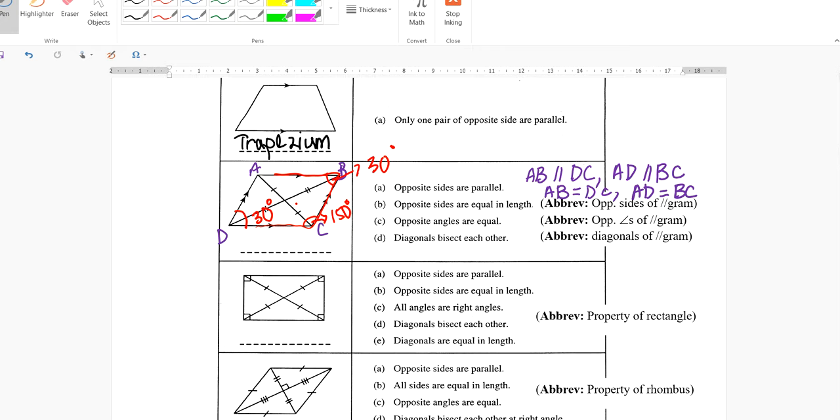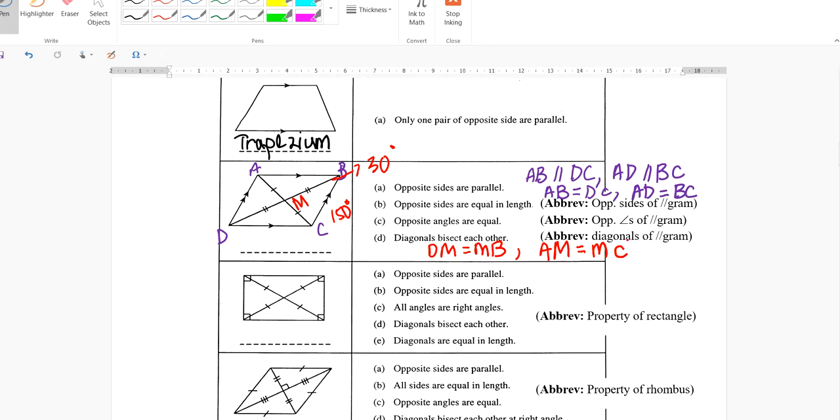Opposite angles are equal and diagonals bisect each other. What do you mean by that? Brandon, I just praised you yesterday, so make sure you pay attention. Diagonals bisect each other means that if this is my M, my DM is equal to MB, and your AM is equal to MC.